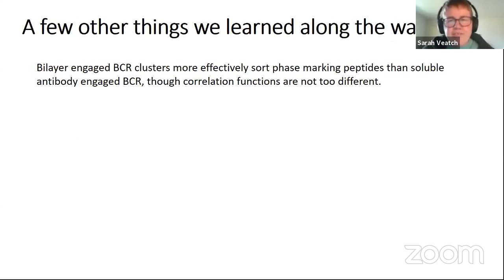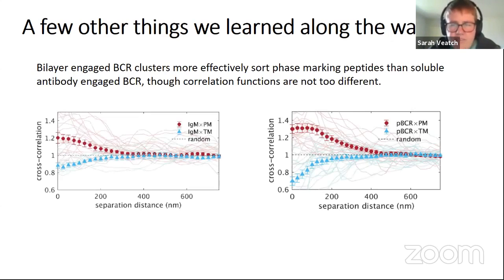Okay, so along the way, we learned a few things that I thought maybe would be interesting for this crowd. One thing that stood out from early on is that these bilayer engaged clusters were more effective at sorting these peptides than in our previous experiments with soluble crosslinkers. Here are the cross correlation functions next to each other, and they're not shockingly different, but they are meaningfully different, I think. These are for the bilayer clustered B cell receptors. These curves are further from 1, meaning that the partitioning is stronger.